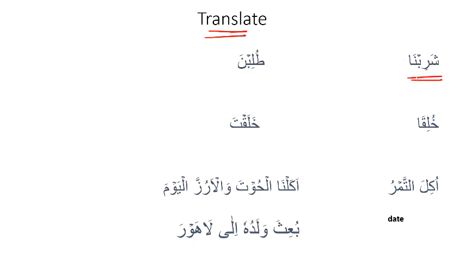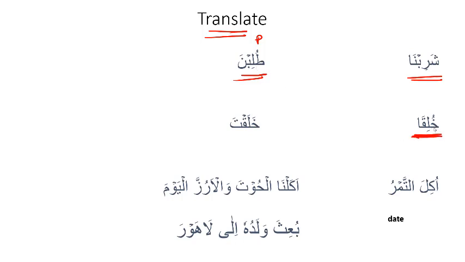Sharibna is regular active tense because we don't have the pesh or the dhamma on the first letter. So this means that we drank. Tulibna is passive. We know that because of the pesh or the dhamma. And this noon over here tells us that we are third person feminine plural. So this means that the ladies, plural third person, were called.